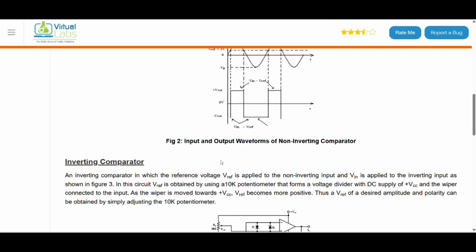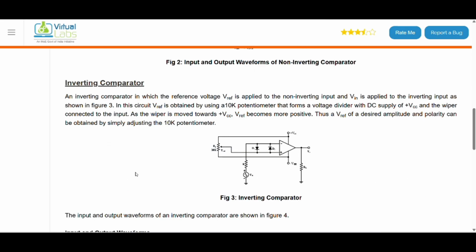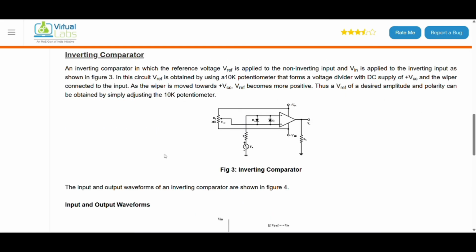Next we are going to see the inverting comparator. In an inverting comparator, the reference voltage V reference is applied to the non-inverting input and V input is applied to the inverting input, as shown in the figure. Here is the figure. In this circuit, V reference is obtained by using a 10K potentiometer that forms a voltage divider with a DC supply of positive VCC and a wiper connected to the input. As the wiper is moved towards positive VCC, V reference becomes more positive. Thus, a V reference of a desired amplitude and polarity can be obtained by simply adjusting the 10K potentiometer. So, this is the diagram of the inverting comparator.